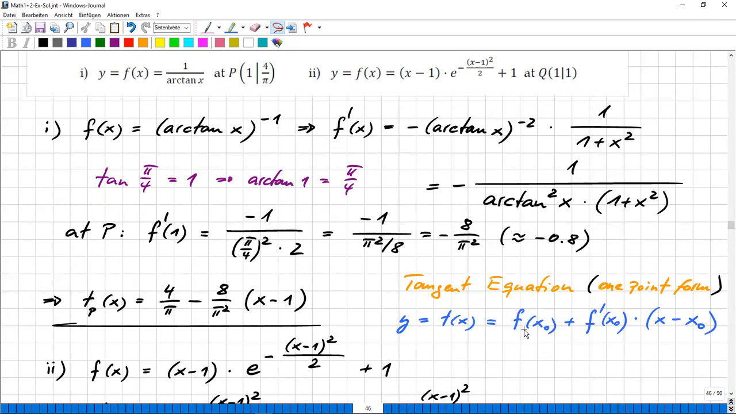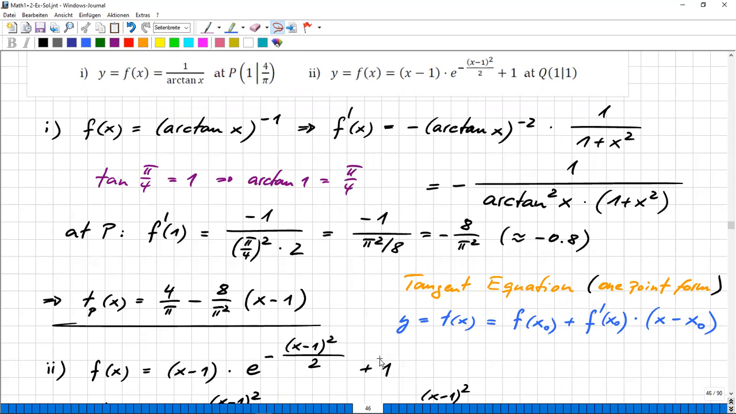This is what I use. F of x0, as we see here, is 4 over pi. I just take it over. And then I use the -8 over pi squared slope value times variable x minus starting value, which is the x coordinate of point P, so -1, and that's it. I could simplify it to standard form, but it doesn't make sense with these irrational coefficients. So let's just leave it alone. I could even put 4 over pi outside of another parenthesis pair. Let's leave it away. Okay, so the second one, just shortly.